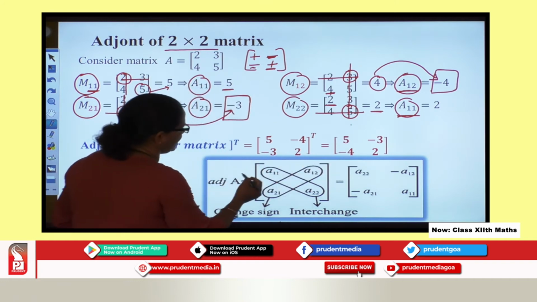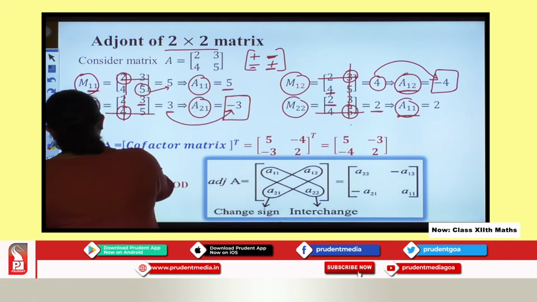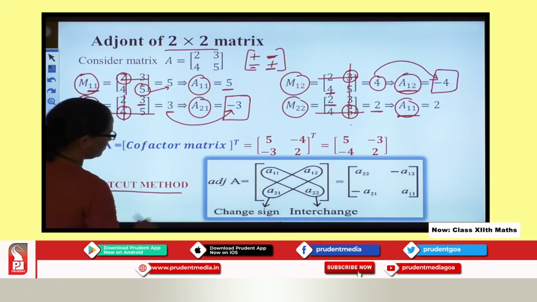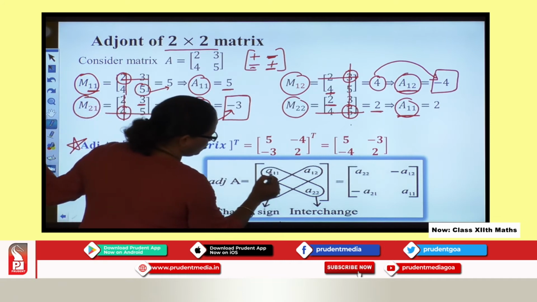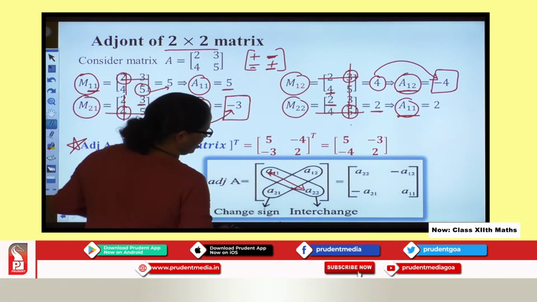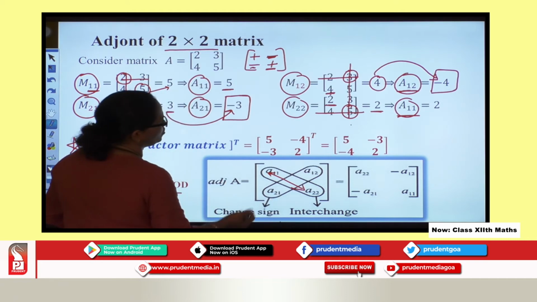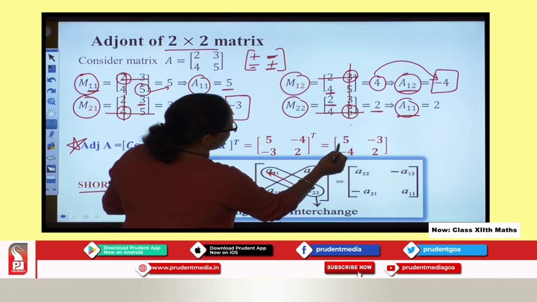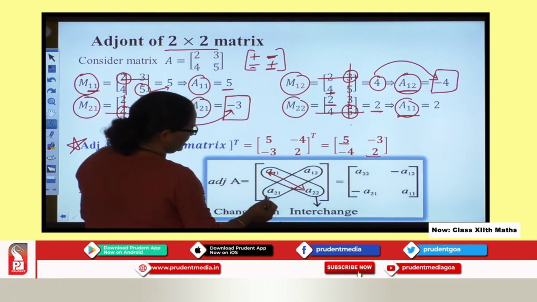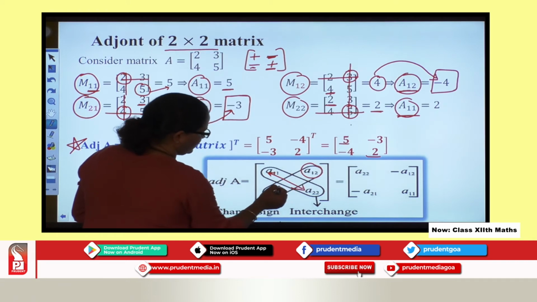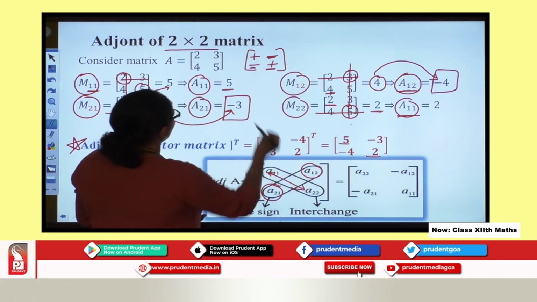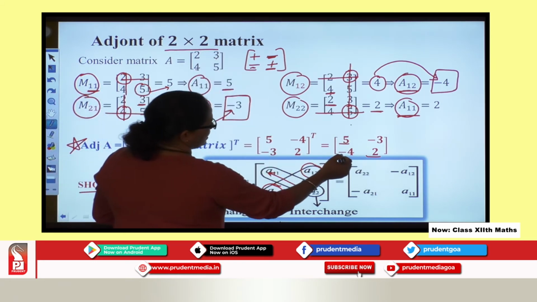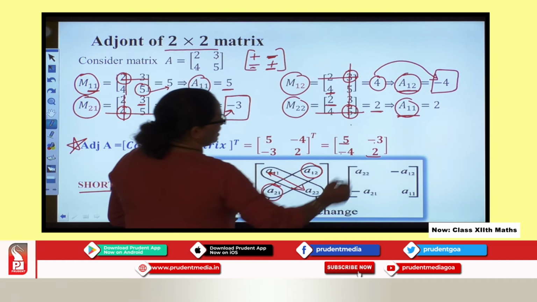Basically I am doing the same thing over here. See, this is my previous method that I have discussed. You can see the shortcut method we had discussed. Here we interchange the entries of the principal diagonal. So you can see this is 2, 5. When you interchange you get 5, 2. It's done, and you negate the entries of the minor diagonal. Your minor diagonal is 4 and 3. You see here the answer you get is minus 4, minus 3.